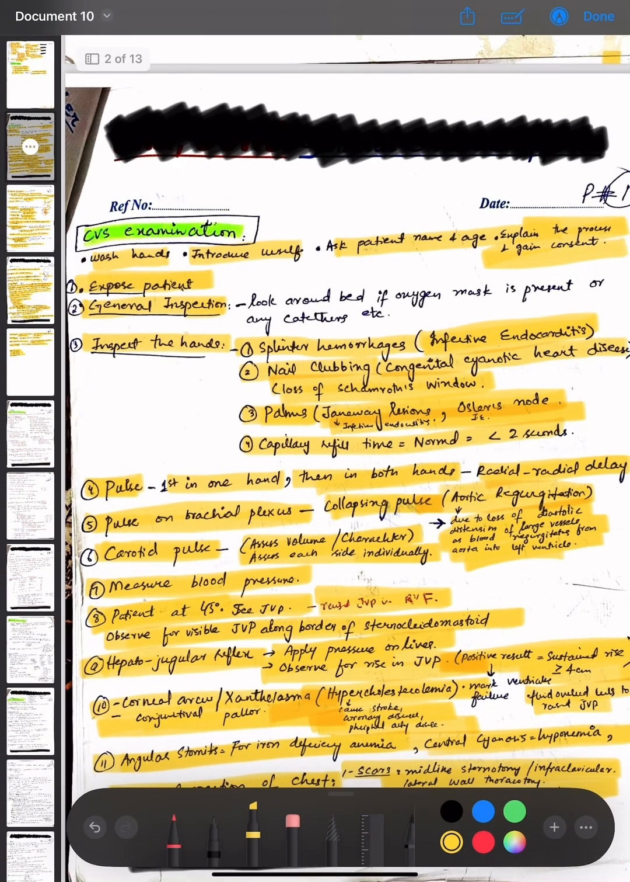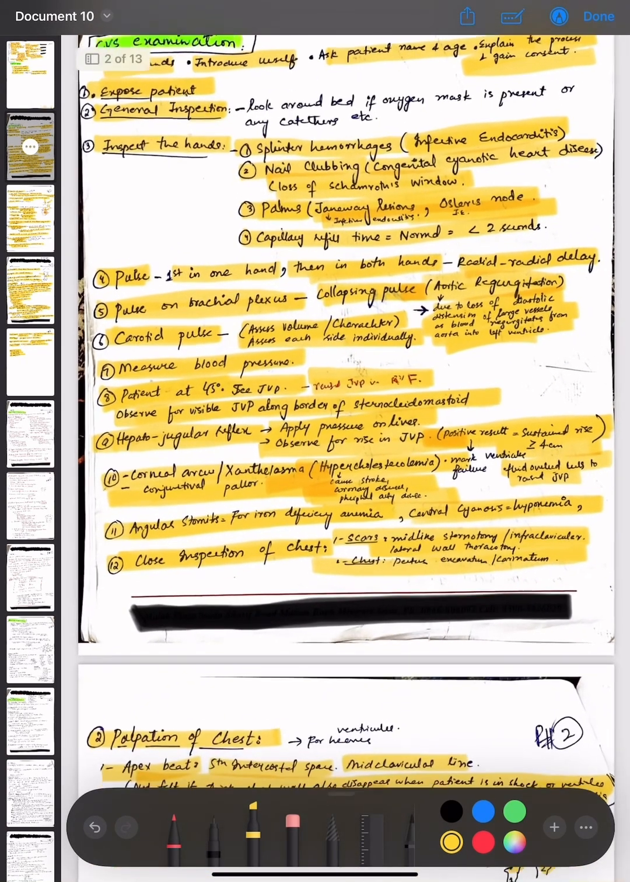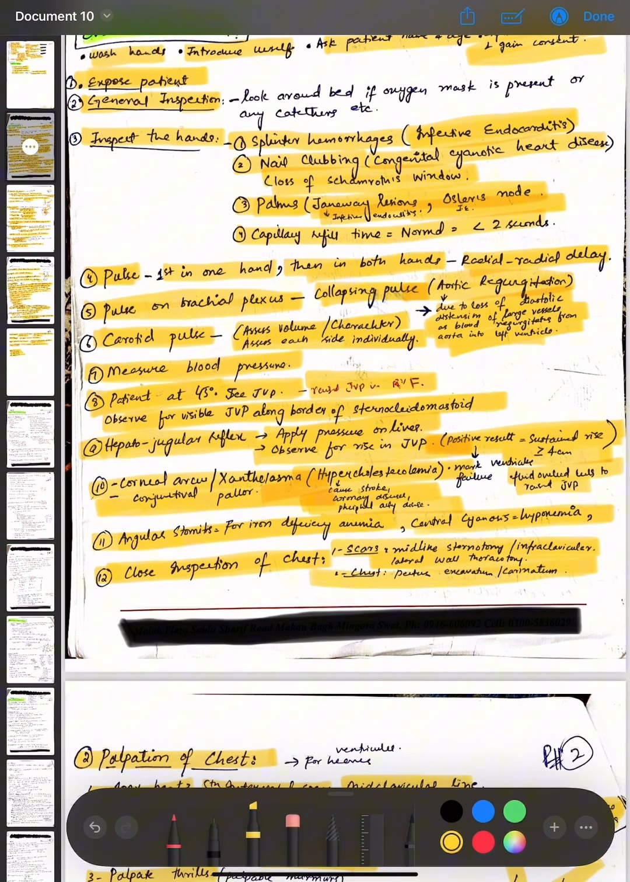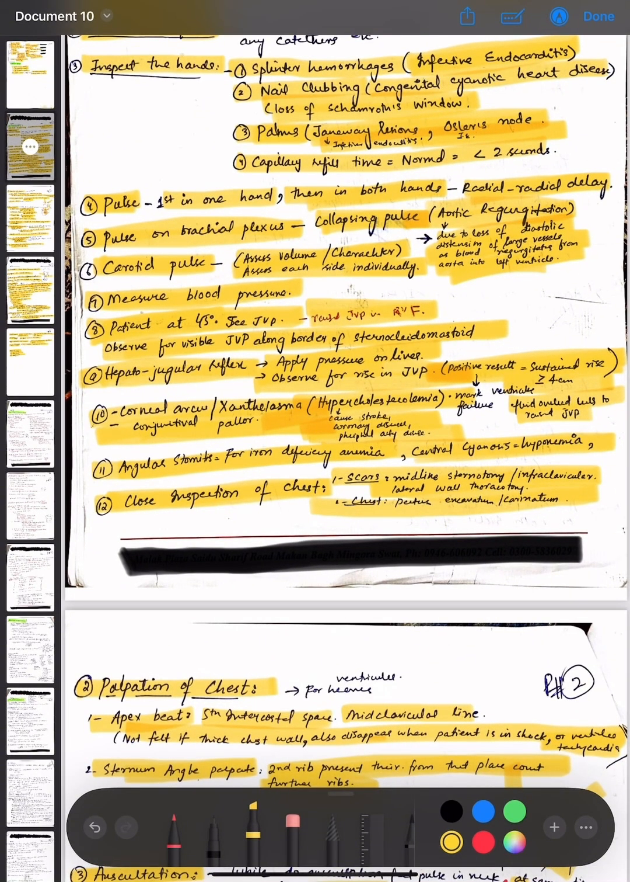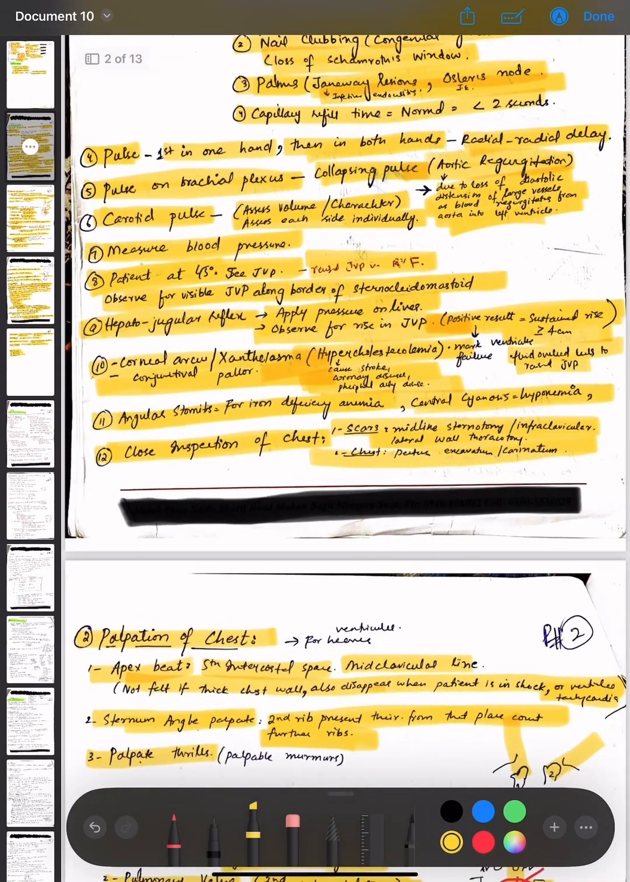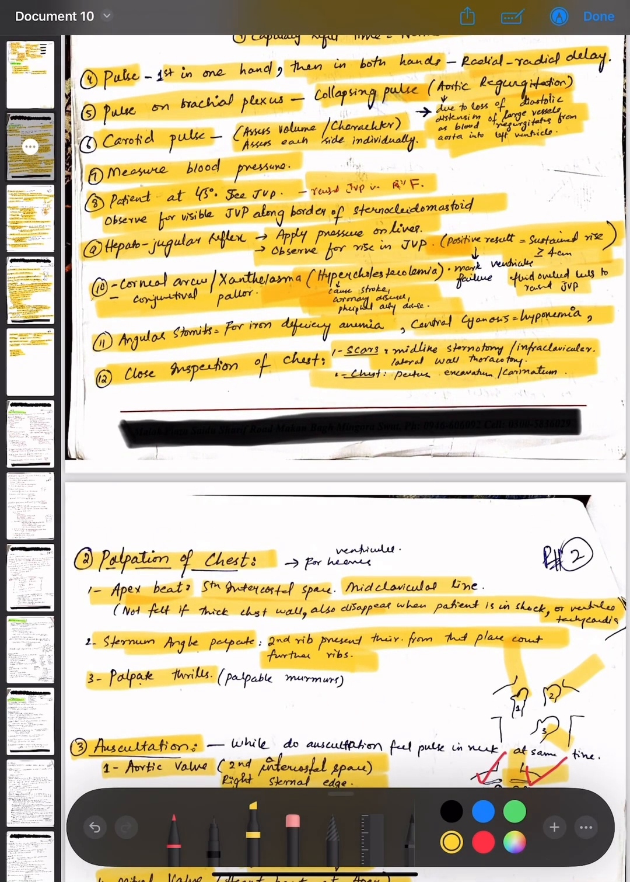Let's revise what steps we have to do. First of all, expose the patient, then do the general inspection, then inspect the hands, then look for the pulse on the hand, on the brachial, and on the carotid, then measure the blood pressure, then put the patient at a 45-degree angle and look for the JVP, then look for the hepatojugular reflex, then look for the corneal xanthelasma, then look for the angular stomatitis, and close inspection of the chest is done.